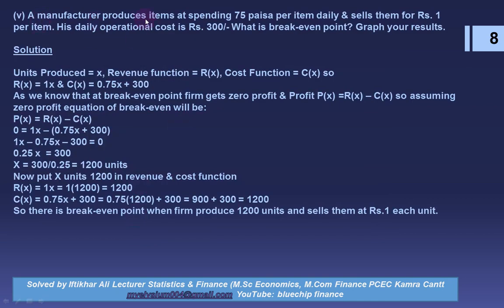A manufacturer produces items at spending 75 paisa per item daily and sells them for ₹1 per item. His daily operational cost is ₹300. What is the break-even point? Graph your result.